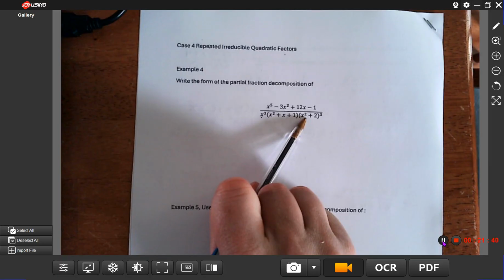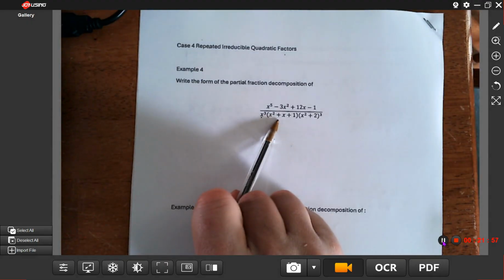X squared plus 2 to the third. That is irreducible. Do you agree? Take a minute and try. Is it factorable? Does it have x-intercepts? Okay. What about this one? X squared plus x plus 1. So you might have to do some calculations to figure it out.